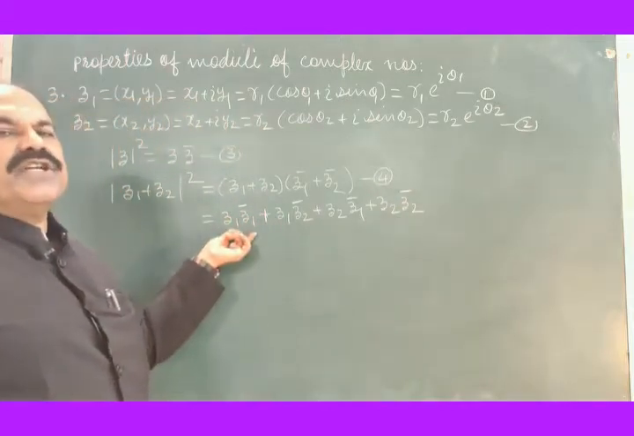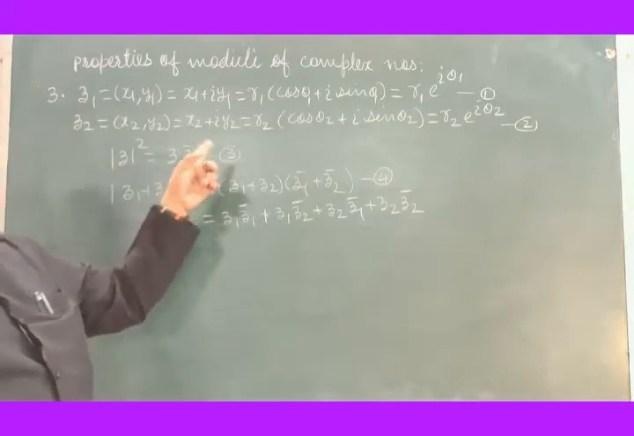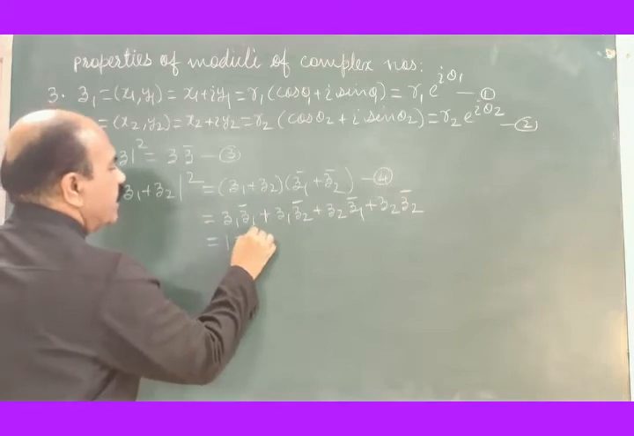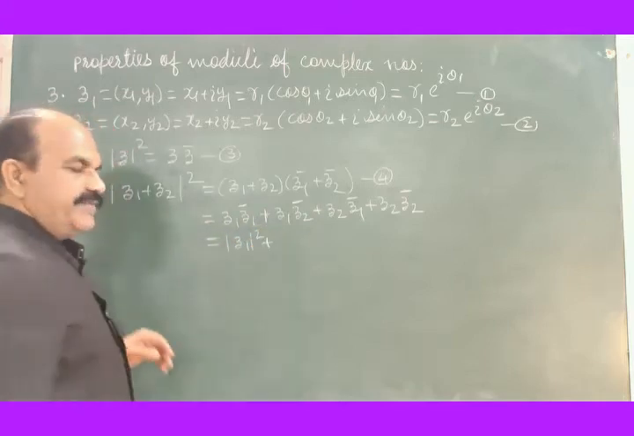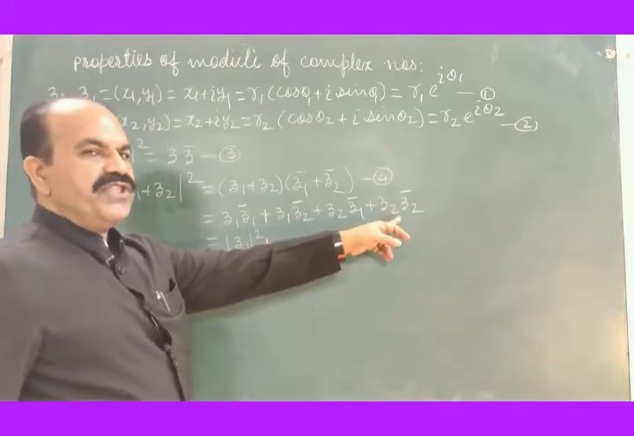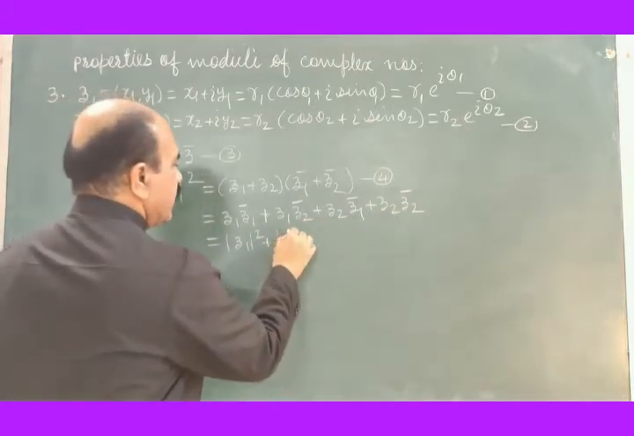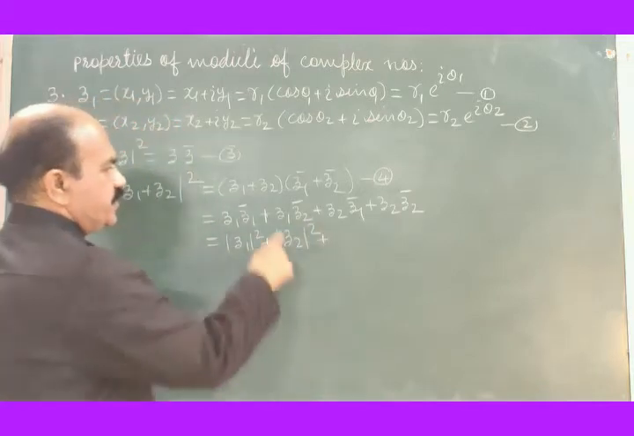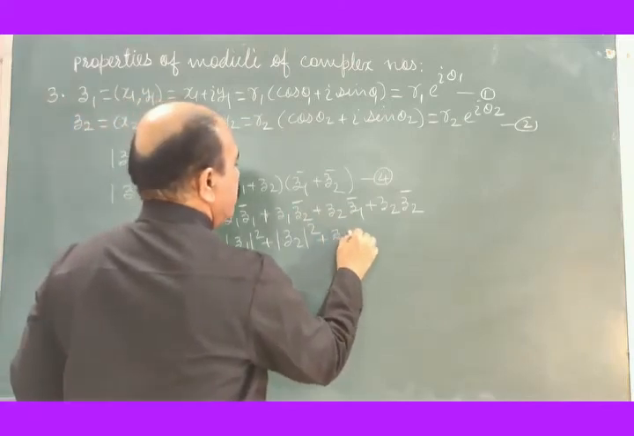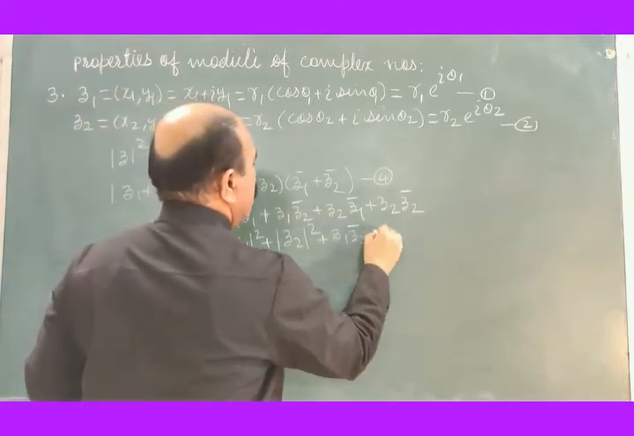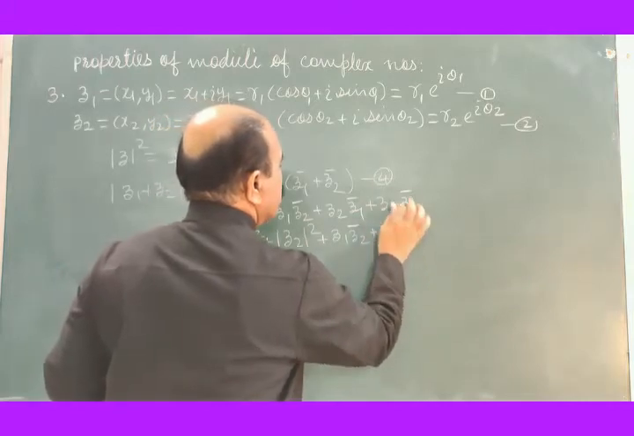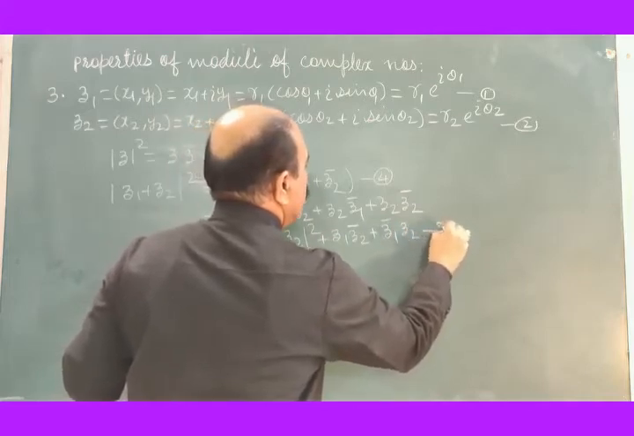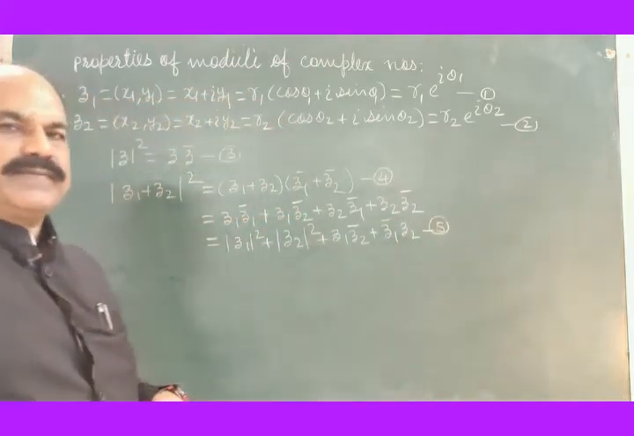What is Z1 Z1 bar according to equation 3? It is square of modulus of Z1. The same is true with this term: square of modulus of Z2, plus these two terms, Z1 Z2 bar plus Z1 bar Z2, equation number 5.